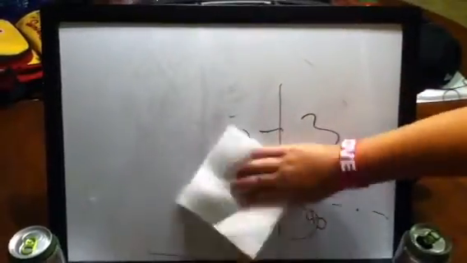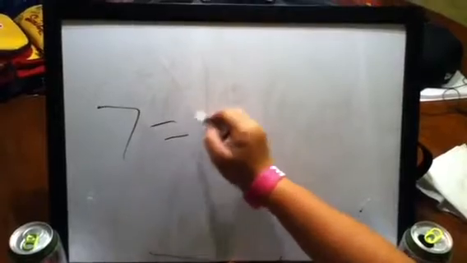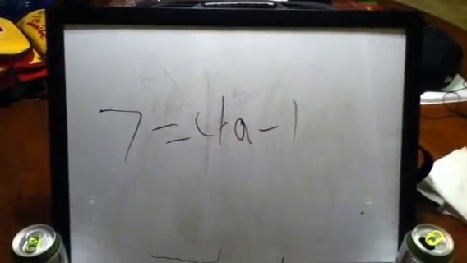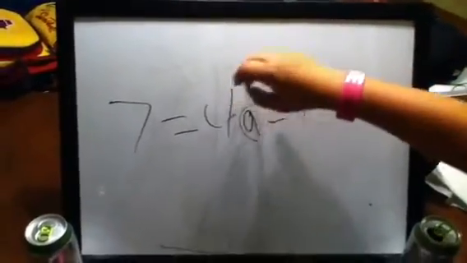So we're going to move on to a little bit more difficult. Not really. They're all pretty simple. So on this one, which is 7 equals 4a minus 1, what we're going to do is get a by itself.